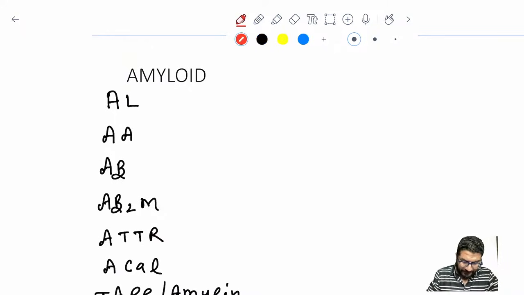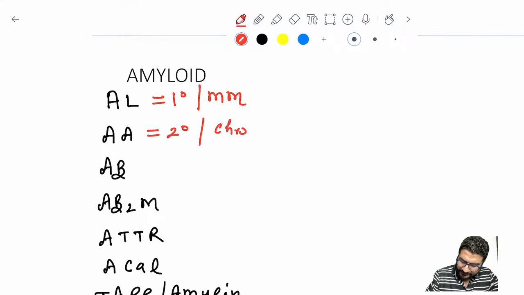Now coming to AL amyloid, understand? AL amyloid is also called primary amyloid. So this is something which we see in multiple myeloma. AA means amyloid associated. We call this secondary amyloid. It is seen in chronic inflammation.